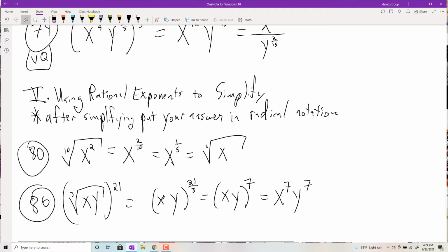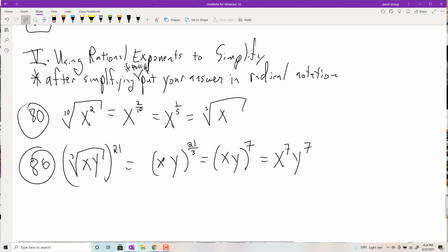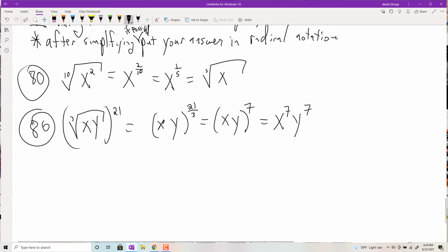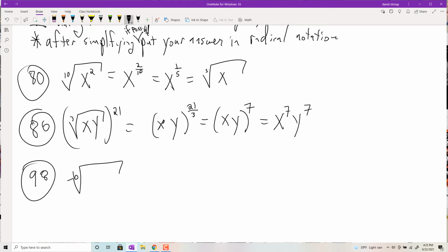So after simplifying, if possible, put your answer in radical notation. Okay, let's look at one more of these, then we'll look at a harder problem and go on to my math lab. So here we have the 6th root of ab squared times the cube root of a squared b.